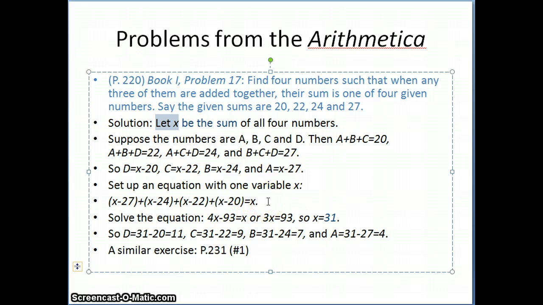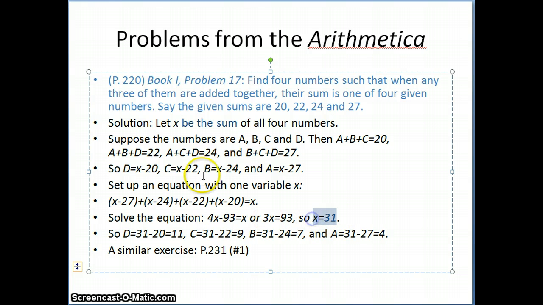Next step is very easy. If we had any algebra class, we should know how to solve this equation. We combine like terms on the left side. x plus x plus x plus x, we get 4x. Minus 27, minus 24, minus 22, minus 20, we get minus 93. And next, we're going to combine these two x terms on the left side and the right side by subtracting x from both sides. So 4x minus x, we get 3x. And on the right side, x minus x is 0. And we add 93 to both sides, so we get 3x equals 93. So I skipped one step here. And the very last step, divide by 3, so we get x is 31.